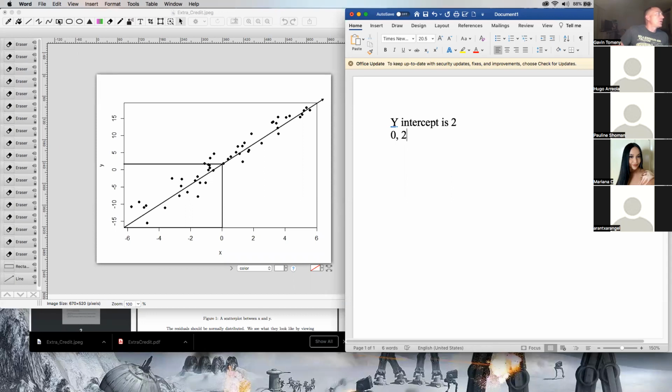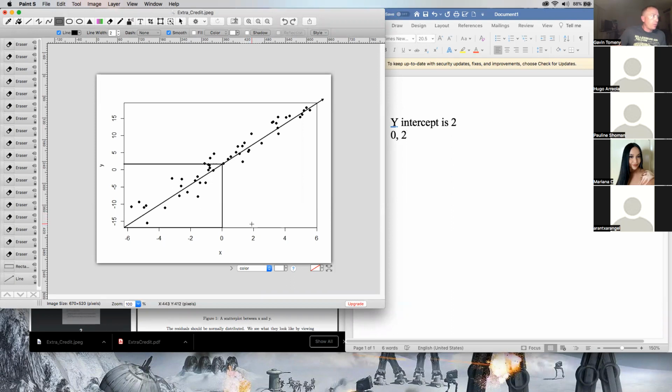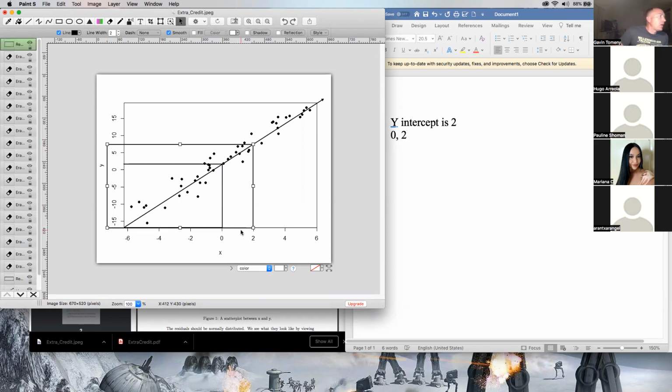So then the next thing that we're going to do is pick another point and do the exact same thing. To make it easy, go with 2. Once again, just take it to where it touches that line nicely.